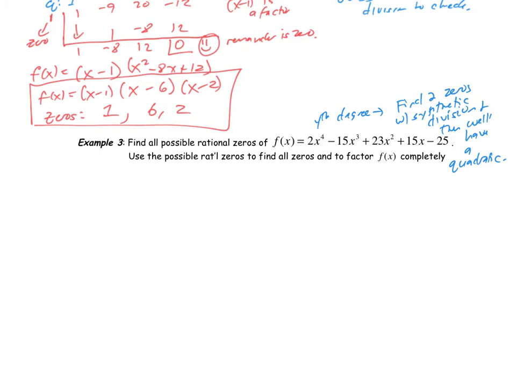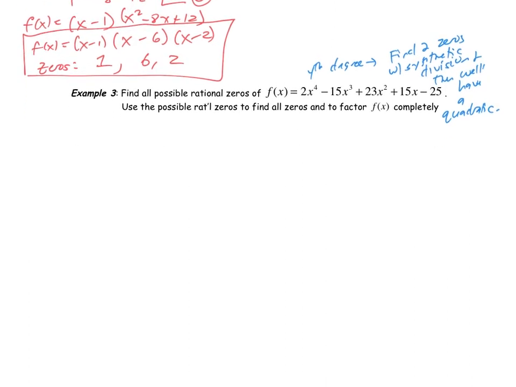Okay, so let's begin. We are going to list the possible rational zeros. So possible rational zeros, we're going to use the rational zeros test. So P is going to be factors of the constant term, so we need to think about negative 25, so we're going to do factors of negative 25, and Q is going to come from factors of the leading coefficient, which for this problem is positive 2.